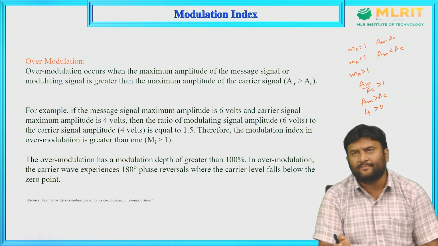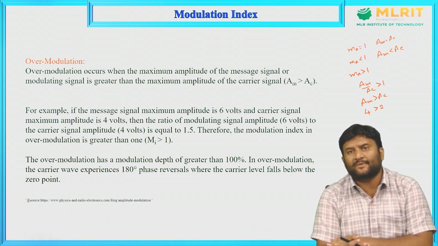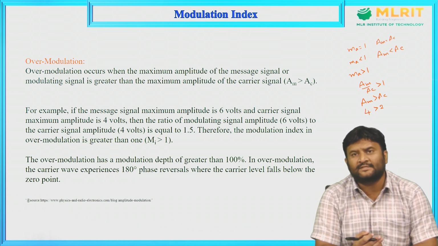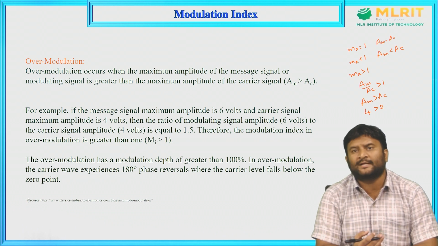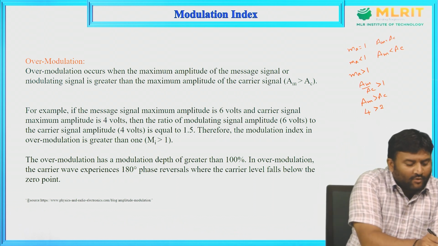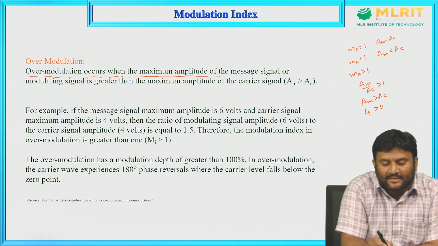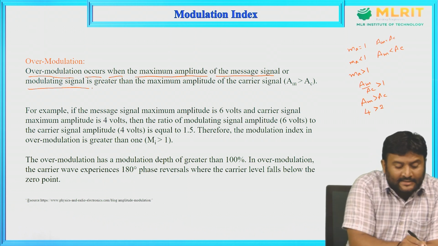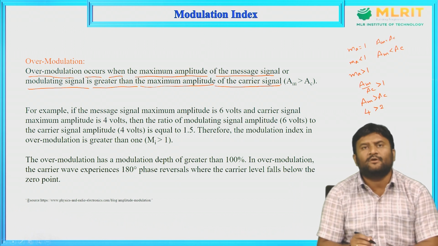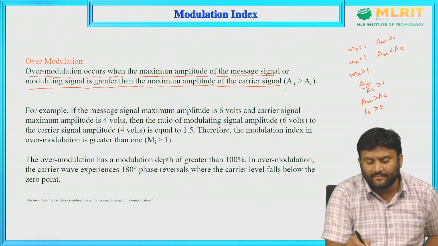Here I am taking a simple example. If the message signal amplitude is 4 volts and the carrier signal amplitude is 2 volts, then as per the definition of modulation index, AM by AC is 4 by 2, nothing but 2. MA is greater than 1. It is called over modulation. Observe here, over modulation occurs when the maximum amplitude of the message signal or modulating signal is greater than the maximum amplitude of the carrier signal. We know very well the other name for message signal is modulating signal. Then AM is greater than AC.